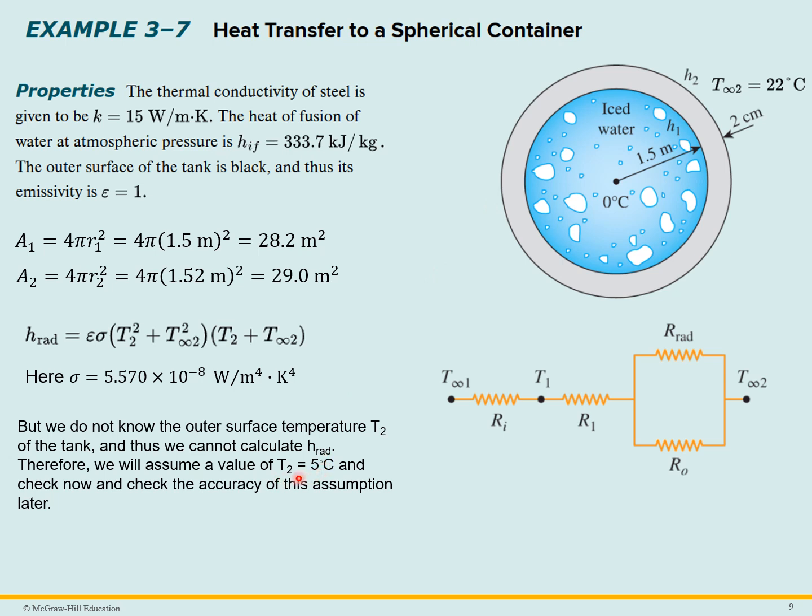So what we're going to do is make this assumption, and then once we do our calculations, we can work our way back and calculate what the temperature is. And if it's close to 5 degrees C, well then we'll say it's a good assumption. If it's not, we'll have to assume a new value, rework the problem, and then check that.